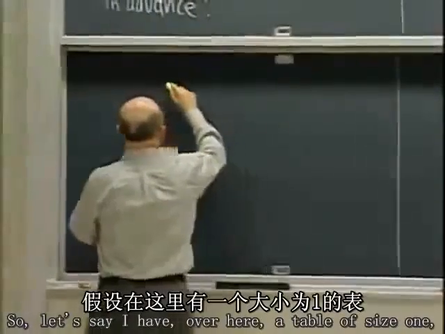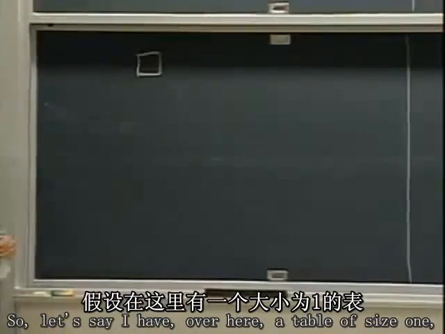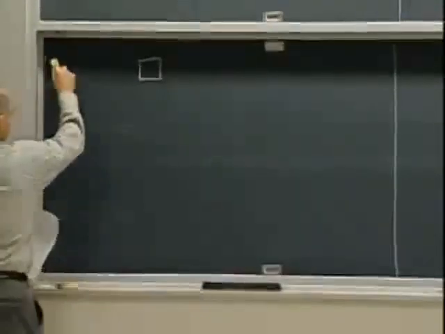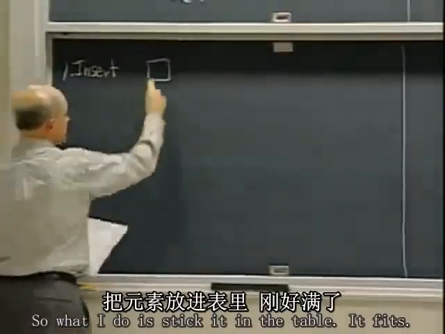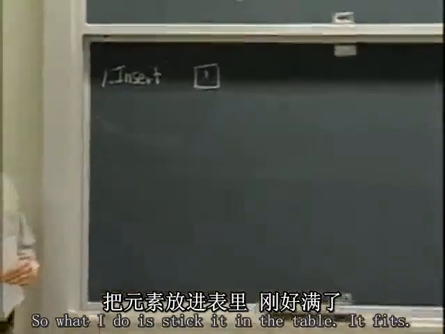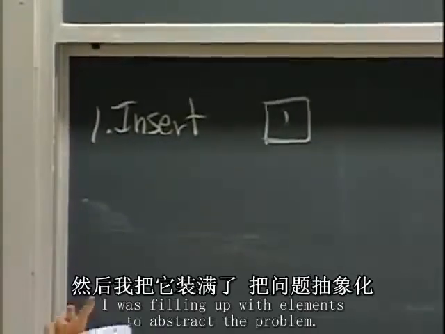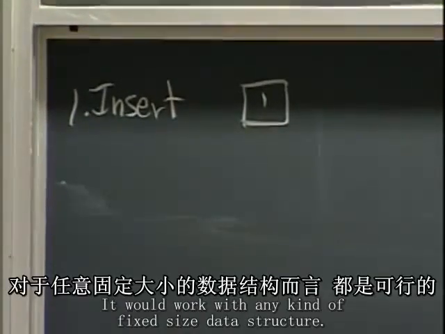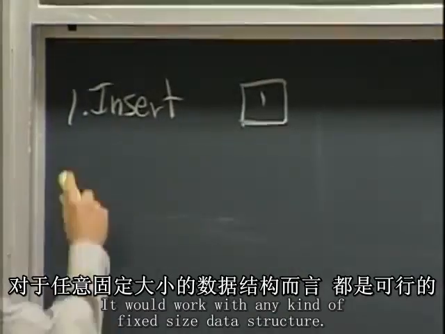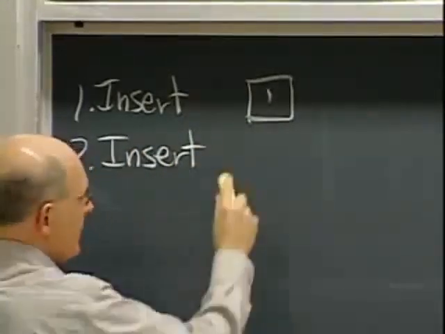So let's say I have over here a table of size 1. Okay, and it's empty to begin with, and I do an insert. So what I do is I stick it in the table. It fits. Here I'm not going to do it with hashing. I'm just going to do it as if I just had a table that I was filling up with elements to abstract the problem. But it would work with hashing. It would work with any kind of fixed-sized data structure. I insert again. Oops, doesn't fit. Get an overflow.